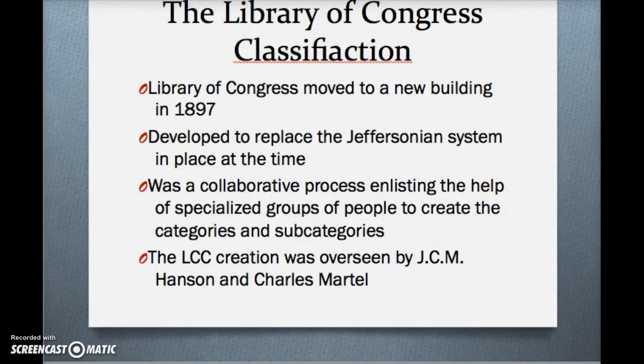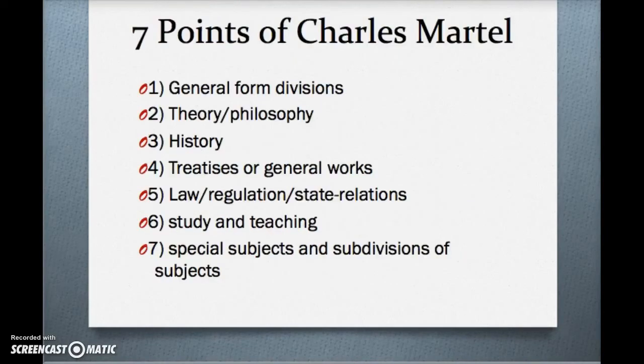The task of developing the LCC was directed by J.C.M. Hanson and Charles Martel. The two were primarily responsible for its design, for which they chose Cutter's Expansive Guide as their chief guide. The Library of Congress classification system was organized by divisions of class, subclass, or subject, originally appearing in a general pattern referred to as Martel's 7 points.